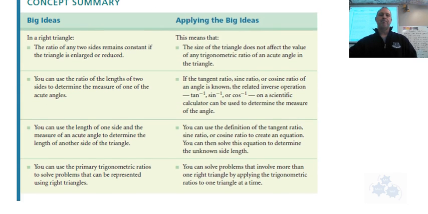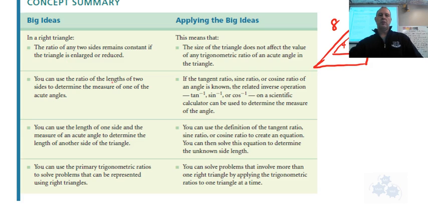Okay, so the big idea: the ratio of any two sides remains constant if the triangle is enlarged or reduced. So we talked about this a little bit. If you have a small triangle, and then if you have a large triangle that's the exact same shape, but just a bigger size, the ratios of the side lengths will be the same. Let's say this is 8 and 6. This little triangle will be 4 and 3. The ratio will always be the same. 8 to 6, 4 to 3. Okay, so that's a rule. Same shape, different size. The side lengths are proportional.